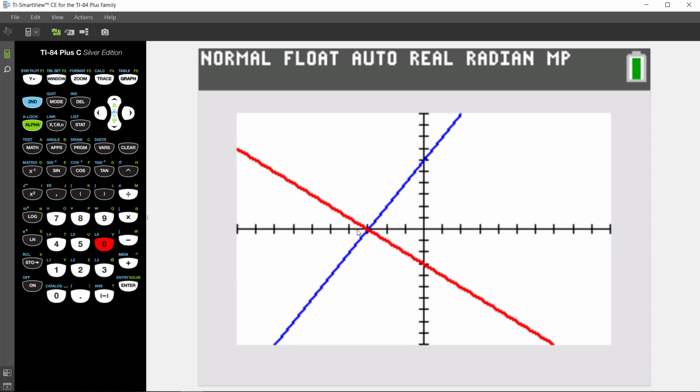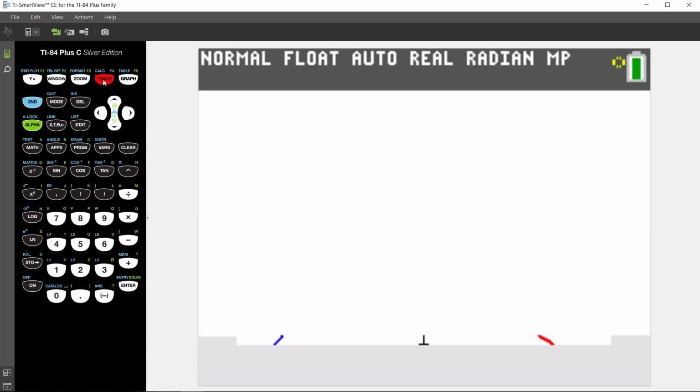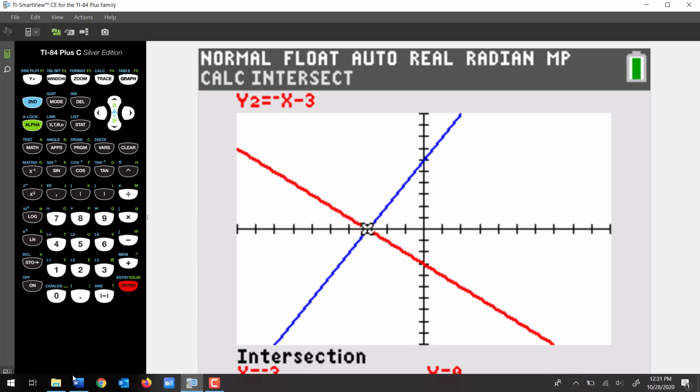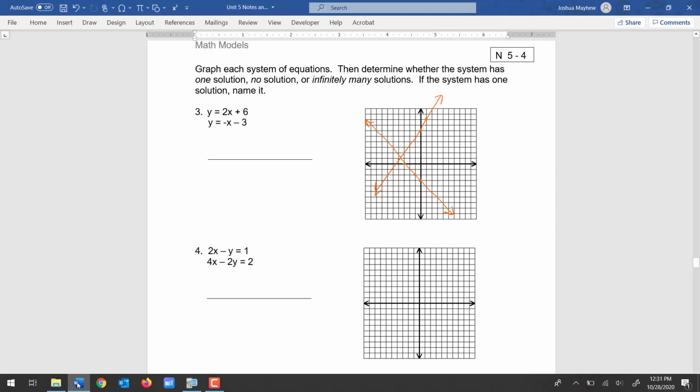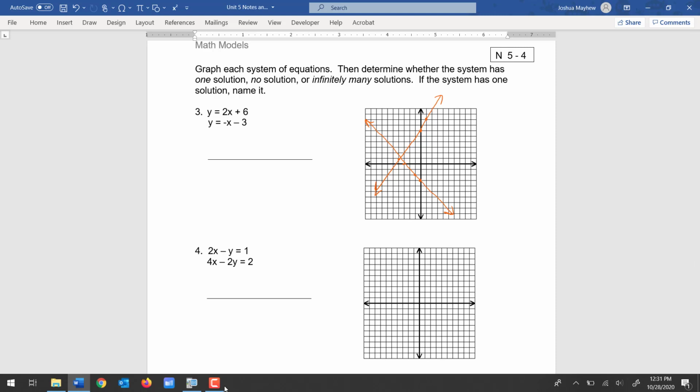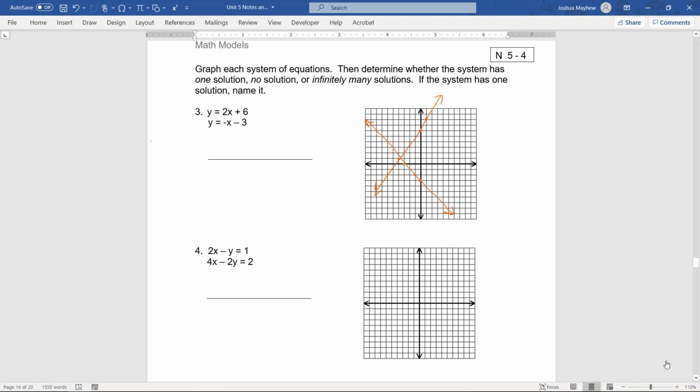There is one solution. We need to know how to find that solution, so we need to find that intersection. Here are the button strokes. You're probably going to want to write these down. Second, trace, 5, enter, enter, enter. And it tells you the intersection is -3, 0. So this one has one solution, and that solution is -3, 0.